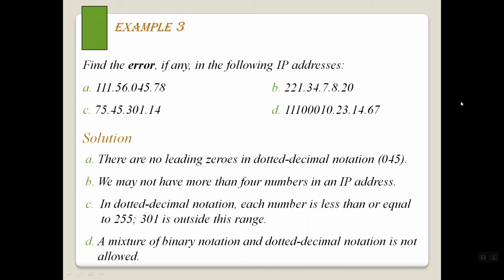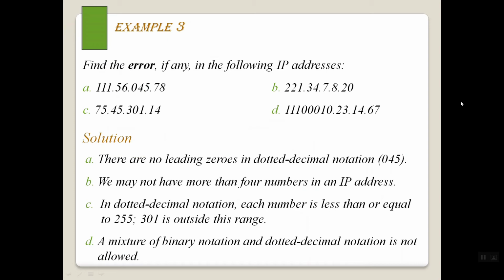Next, for B, the IP address is 221.34.7.8.20. No, it cannot be possible. You have to make only 4 blocks of an IP address. This is class 4. So there is no such space where you can put 4 dots.